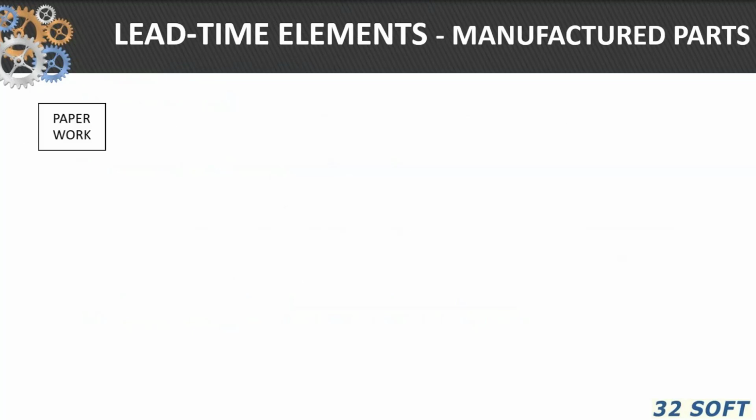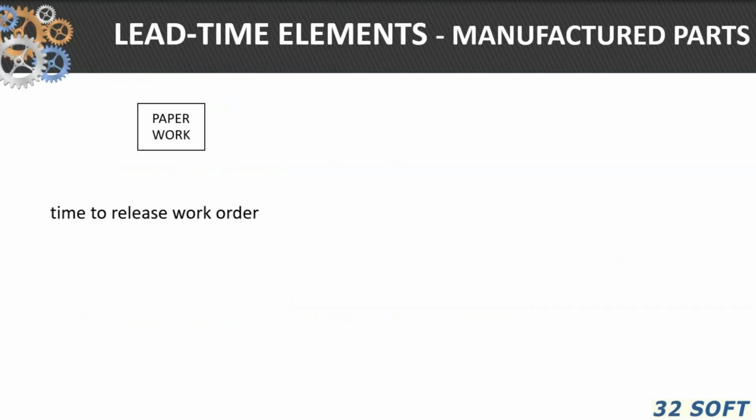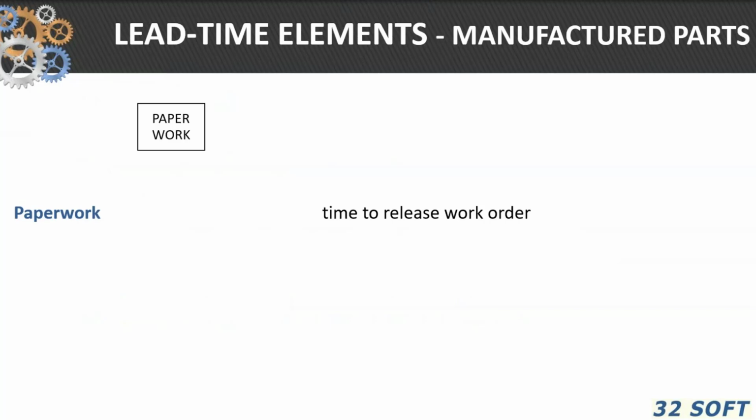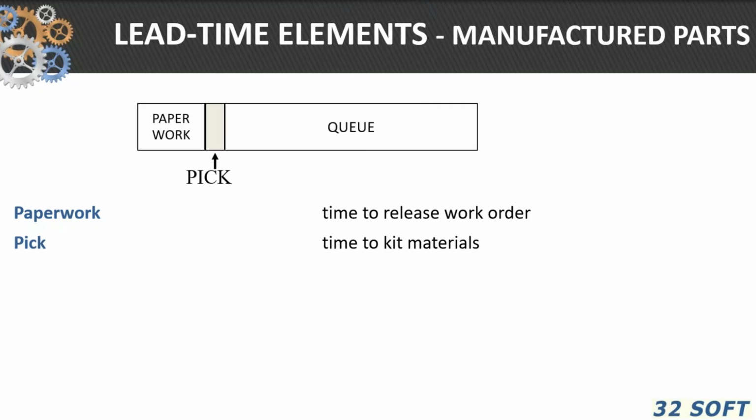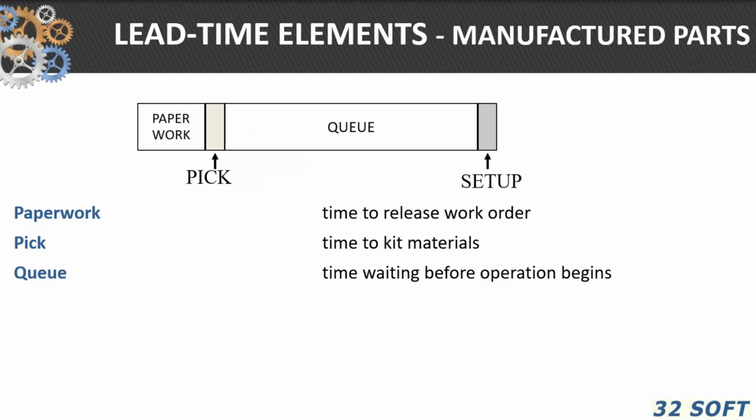If you look at the elements of lead time, first we have the amount of time we need for paperwork. That's the time to release the work order. And then if you send it to the stockroom to be picked, that's your pick time. That's what the guys in the warehouse are going to take to actually do the preparation. Then Q is the amount of time ahead of an operation that the work order sits waiting to be worked on. This is, as we'll see, a large element of manufacturing lead time.